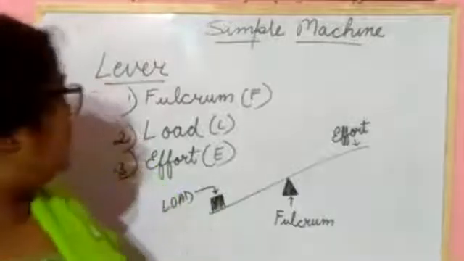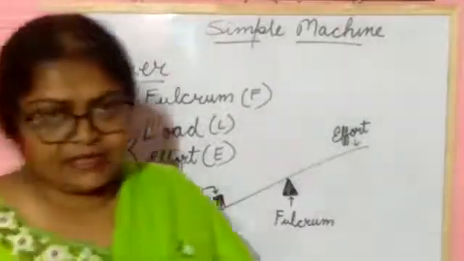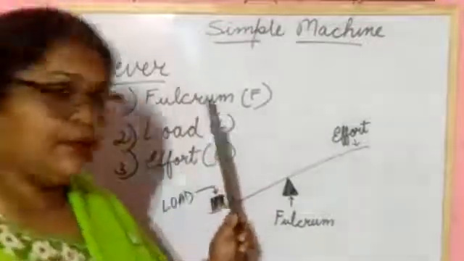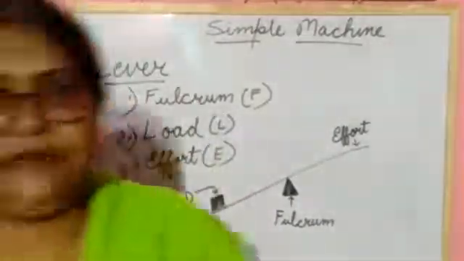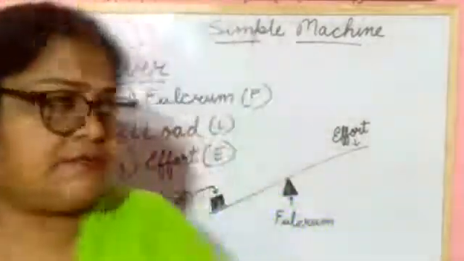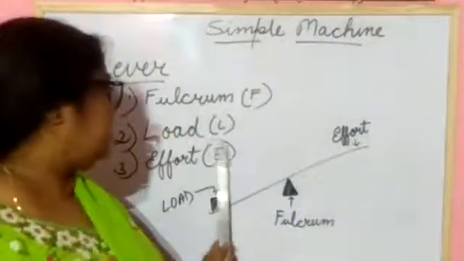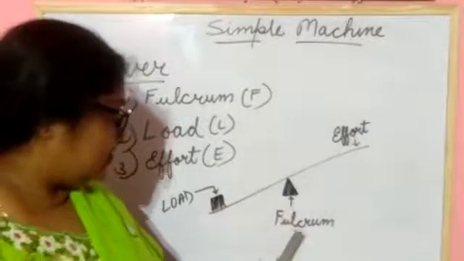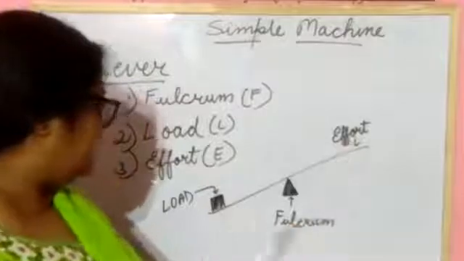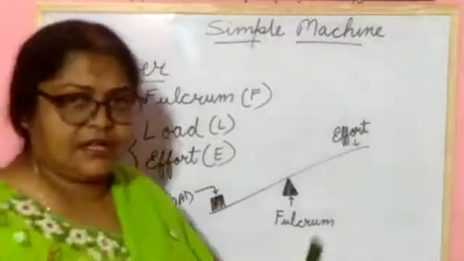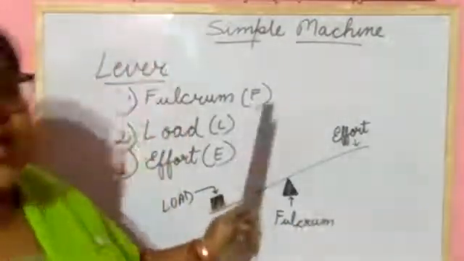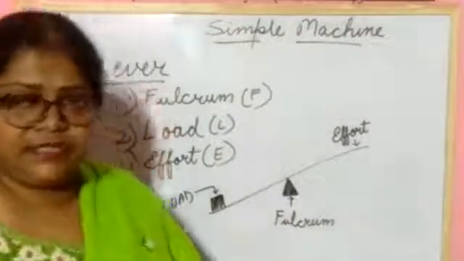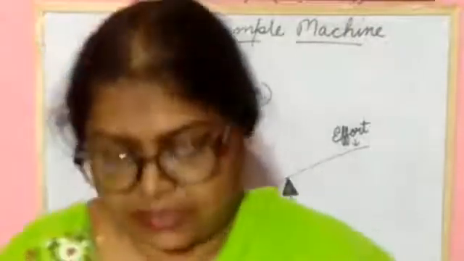Clear? Now in a lever three parts are there. What are the three parts? Fulcrum, load and effort. In a lever how many parts are there? Three parts. You are seeing here the lever parts. It is drawn with fulcrum, effort and load. We mention fulcrum as F, load as L and effort as E. Clear?